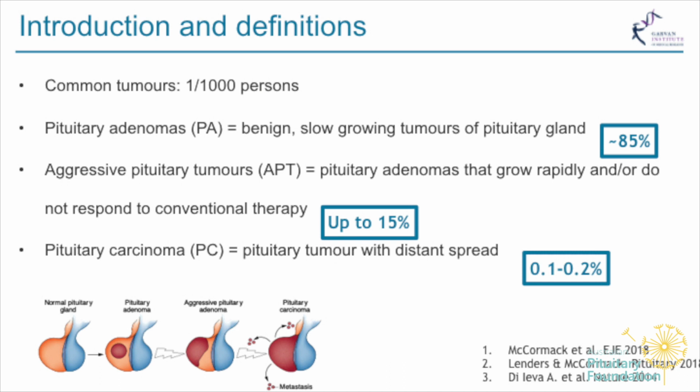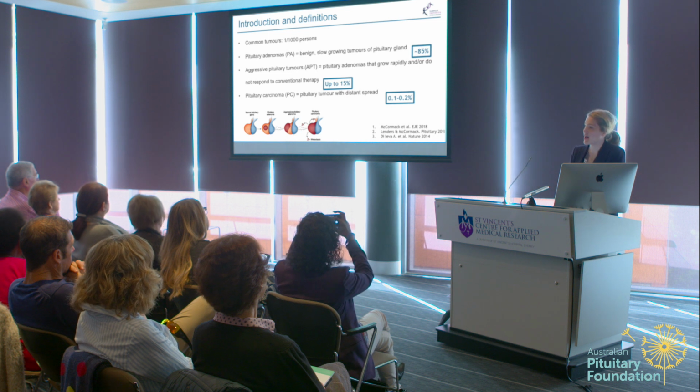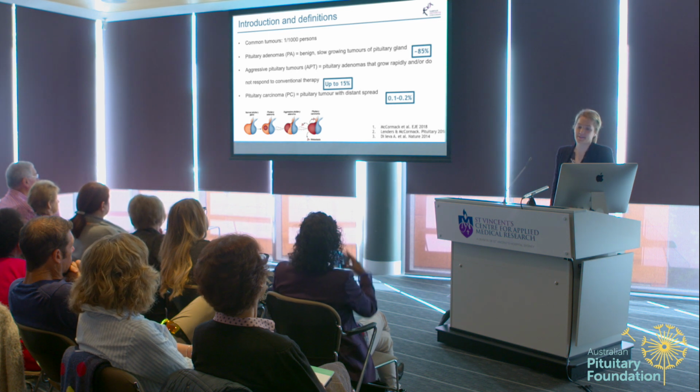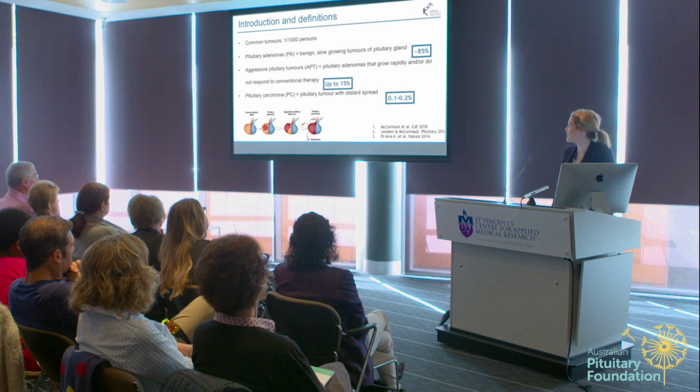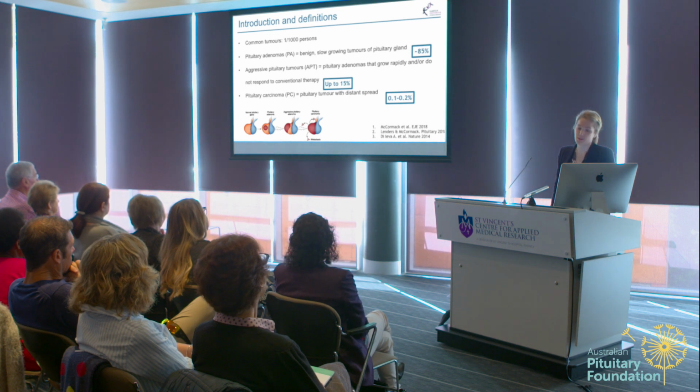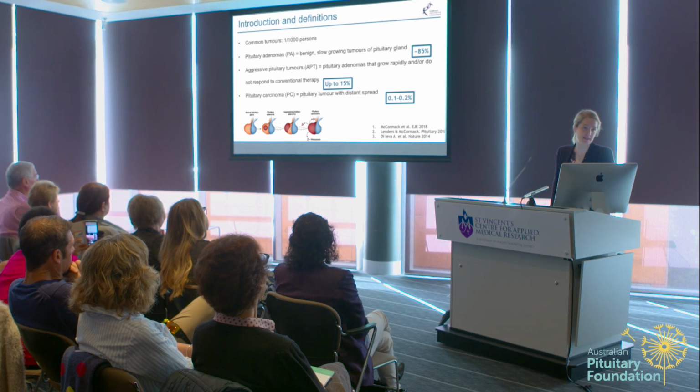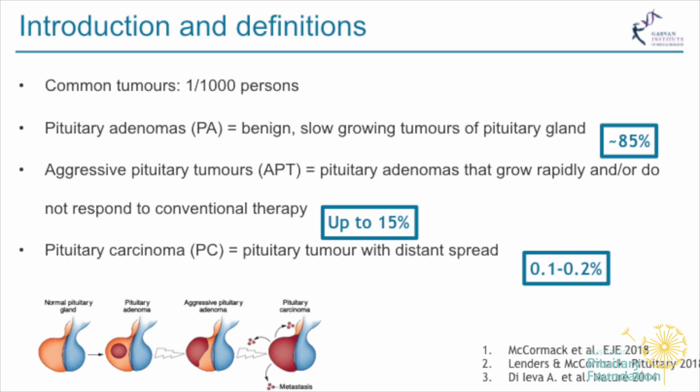So briefly, an introduction. Pituitary tumours are very common. They occur in approximately 1 in 1,000 persons. We define pituitary adenomas as benign, slow-growing tumours of the pituitary gland. Aggressive pituitary tumours are defined by their rapid growth and/or their lack of response to our conventional therapies. Pituitary carcinomas, on the other hand, as you can see down the bottom there, are defined by their distant spread of disease. Pituitary adenomas account for about 85% of these tumours, whereas aggressive pituitary tumours account for up to 15%, depending on the literature that you read. And pituitary carcinomas are exceedingly rare, accounting for only 0.1 to 0.2%.